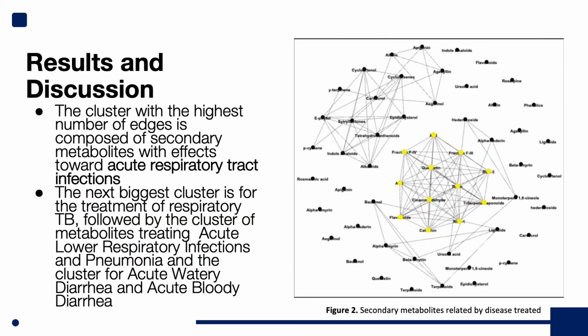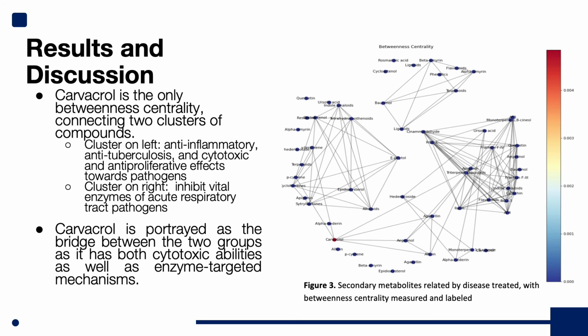Based on the network of secondary metabolites related by disease treated, the cluster with the highest number of connections is composed of secondary metabolites with effects toward acute respiratory tract infections, each with a different mechanism of action. Carvacrol, unlike any other node on the graph, is special in that it serves as the only link between two otherwise unconnected clusters of compounds.